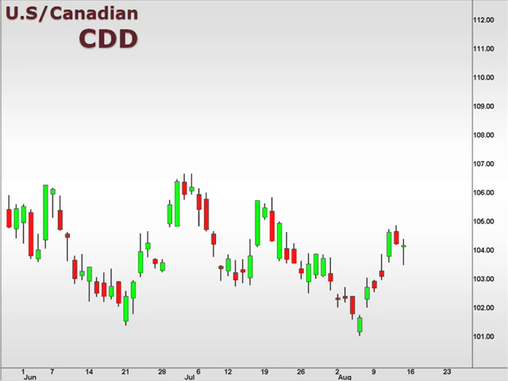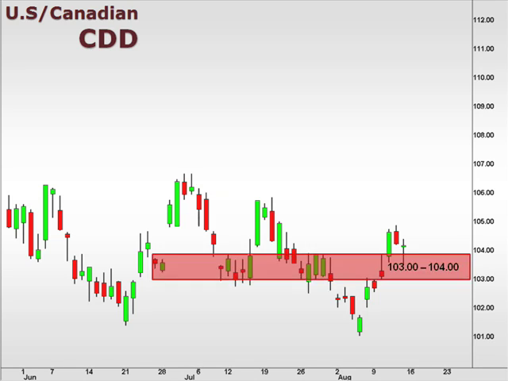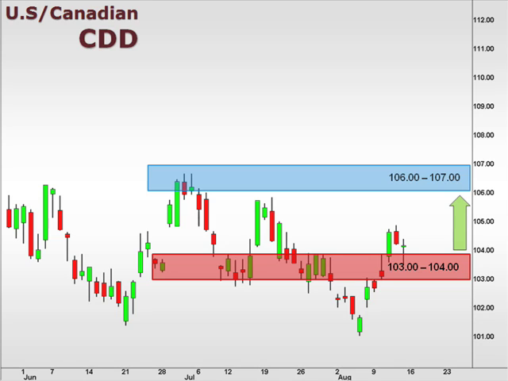The US dollar gained some ground against the Canadian dollar as the CDD hit a high just shy of 105. Friday's trading activity yielded a test of support at 103 before closing off of the lows. A bounce off of the 103-104 focal zone is likely to extend into the 106-107 range.